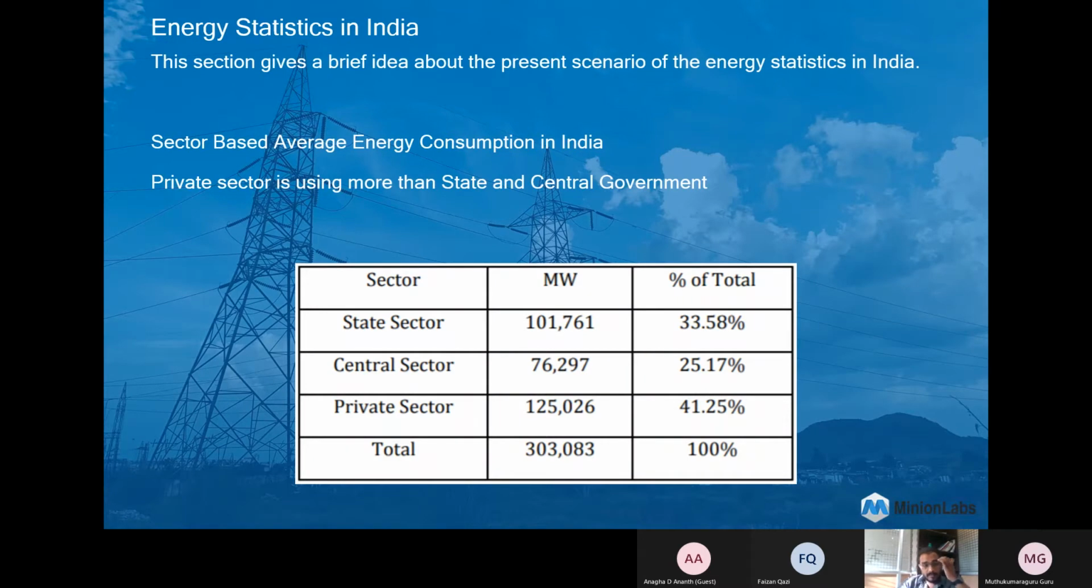If you see this table, this is a study made in recent years. State sectors consume more than a lakh megawatt, and central sectors like railways, industry, etc., consume 76,000 megawatt. The private sector is one of the highest, where more energy consumption is happening, that is 1.25 lakhs. That is overall 41 to 42% of overall energy consumption, consumed only by the private sector.